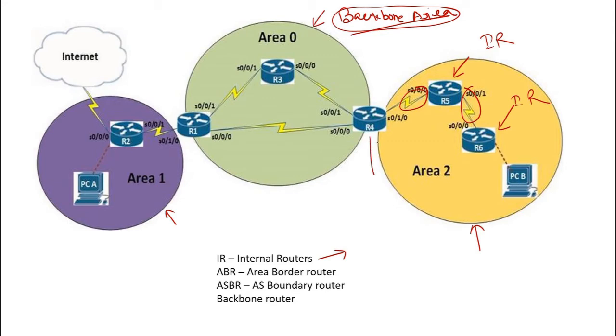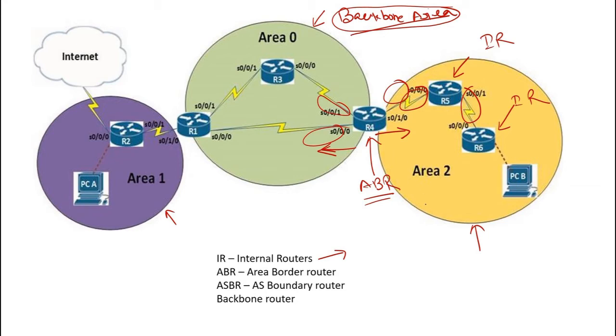What about this router? This router has one interface in area 2 and two interfaces in area 0. A router which has interfaces in different areas is known as an ABR, area border router, because it is on the border. It is connecting two areas, going to area 2 as well as area 0. So any router that connects two areas is known as an ABR.